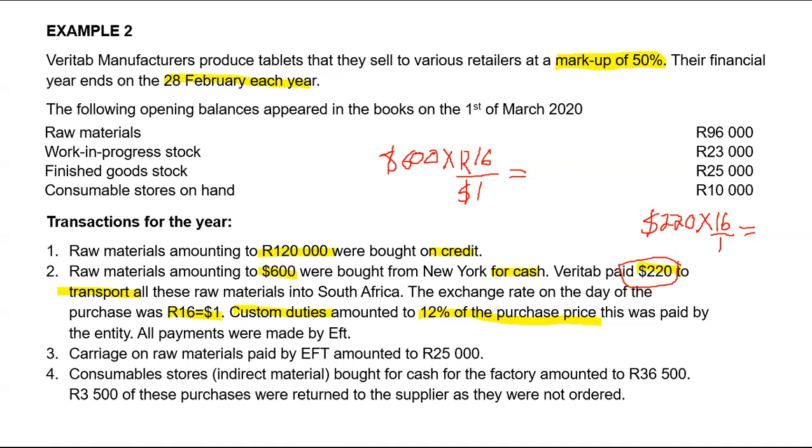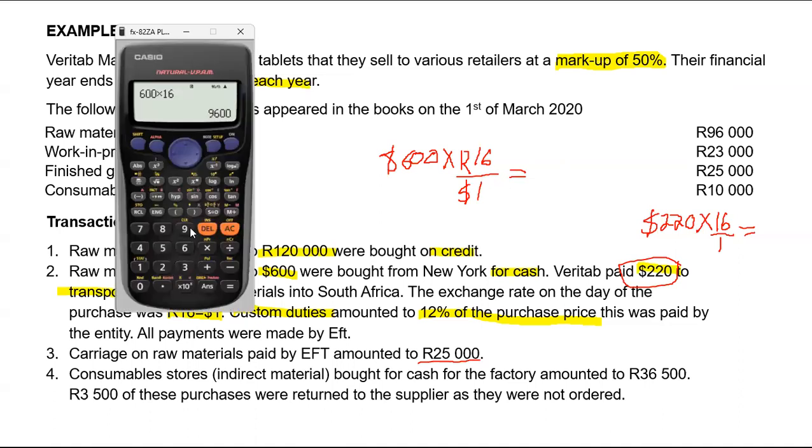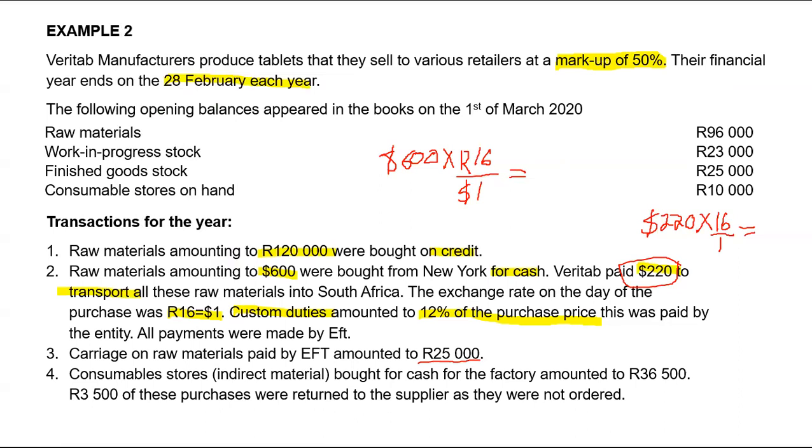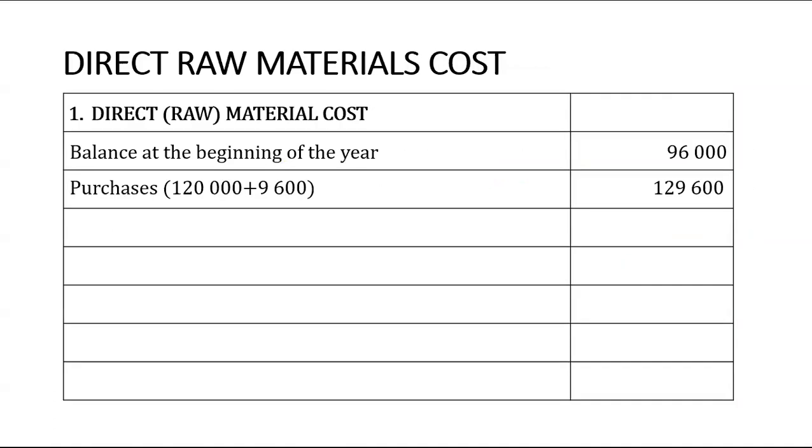I'm going to add to it number 3, where they said carriage on purchases paid by EFT amounted to 25,000. Whatever I got there when I took 220 and multiplied it by 16, I am going to add 25,000. $220 multiplied by 16, let me see how much that will give me. You multiply that by 16 and then you will add 25,000 to that to get your total carriage. Your total carriage on purchases will be the sum of the two, and that will give you 28,520.